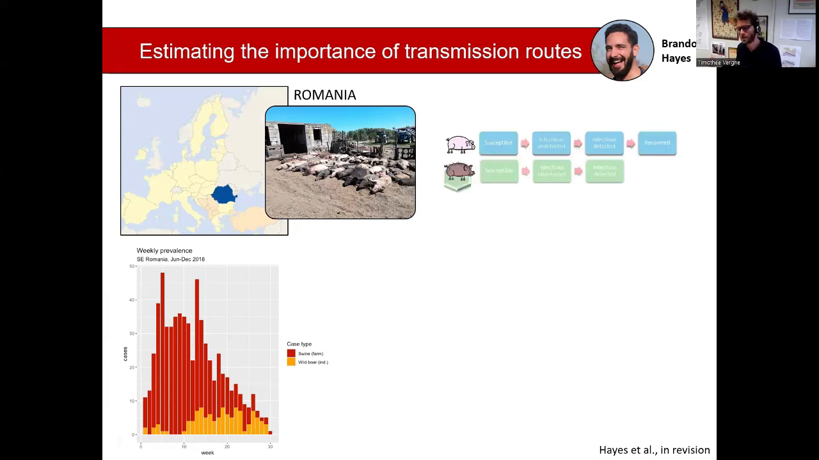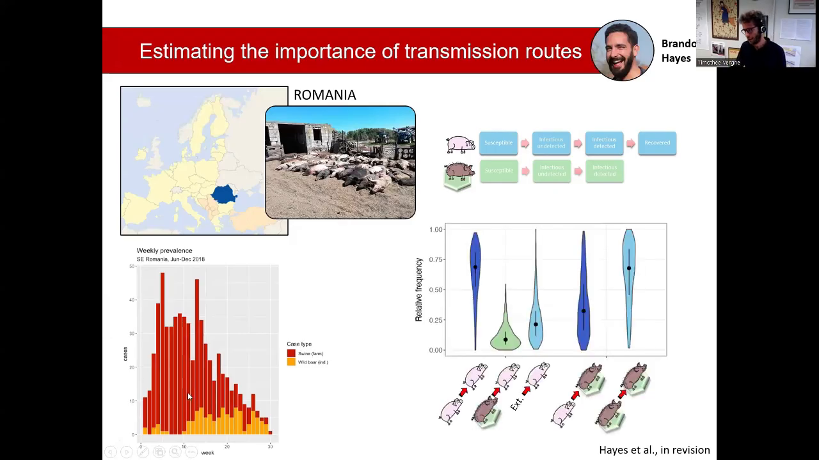So to do this, we used a multi-host mechanistic model of ASF transmission with domestic pig farms as a unit and wild boar habitats as other types of unit. And there could be transmission in all the different directions. And by fitting this model to the epidemic data from the early stage in Romania, the authors could estimate the relative frequency of disease introduction from different sources.